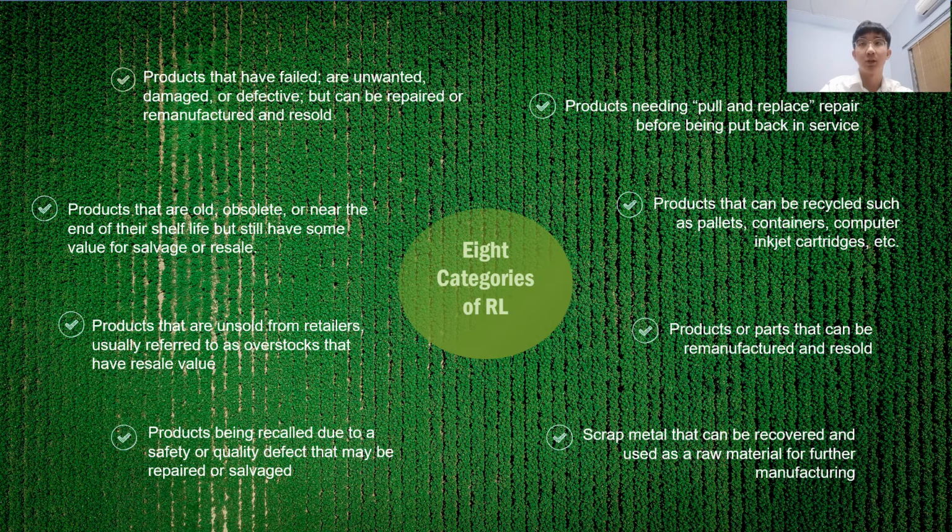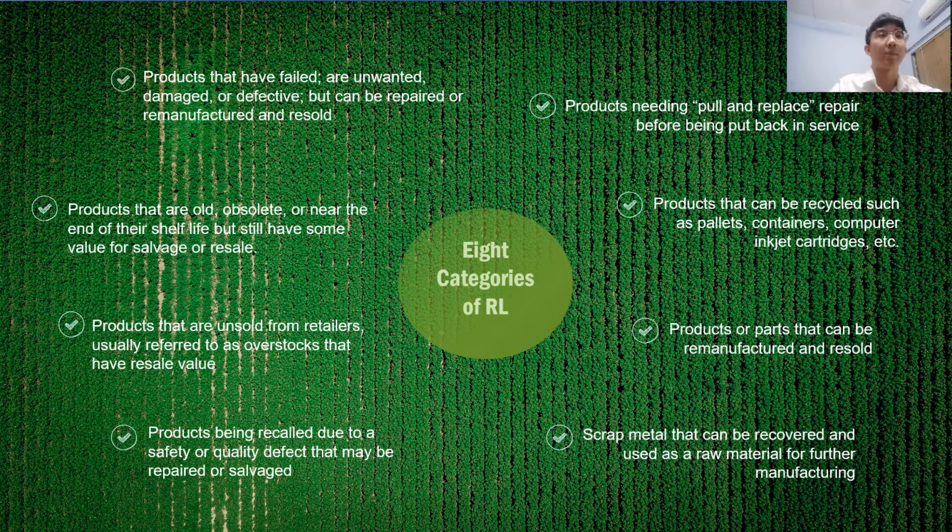Next. So there are 8 categories of reverse logistics. So firstly, the products that have failed or are unwanted, damaged, or defective but can be repaired or remanufactured and resold. Next, the products that are old, obsolete, or near the end of their shelf life but still have some value of salvage or resale. Next, the products that are unsold from retailers, usually referred to as overstock, that have resale value. Next, the product being recalled due to a safety or quality defect that may be repaired or salvaged. Next, the product needing pull and replace before being put back in service.